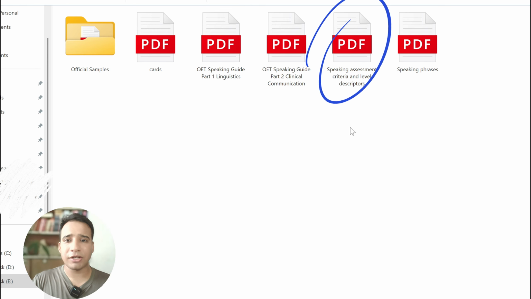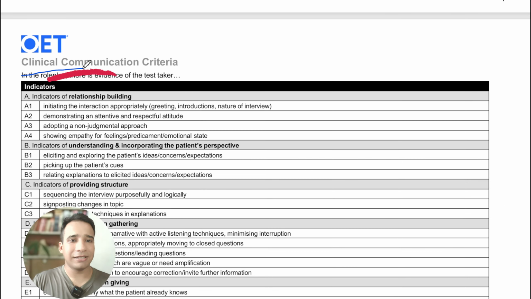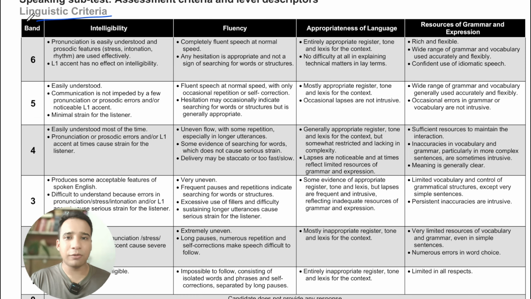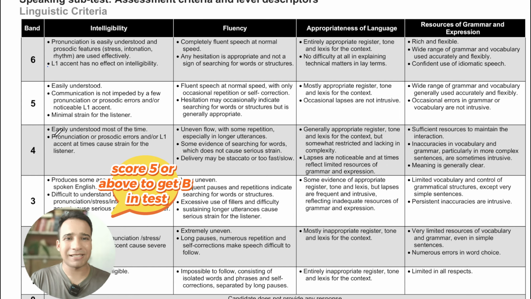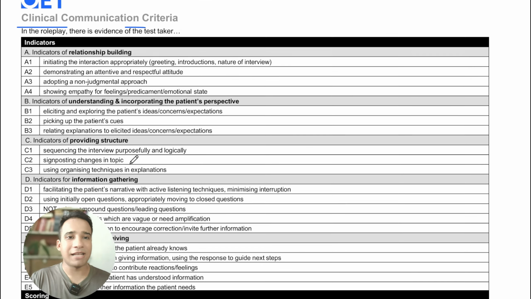It's really important that you understand the assessment criteria. As you can see, in this assessment criteria, they have linguistic criteria, clinical communication criteria. Just now you have read the guide on both topics. In linguistic criteria, you have bands from 0 to 6, and you have to score 5 or above to get B in the subtest. In clinical communication criteria, you'll have bands from 0 to 3, and you have to score 2 or above in each indicator to get B in your speaking subtest.